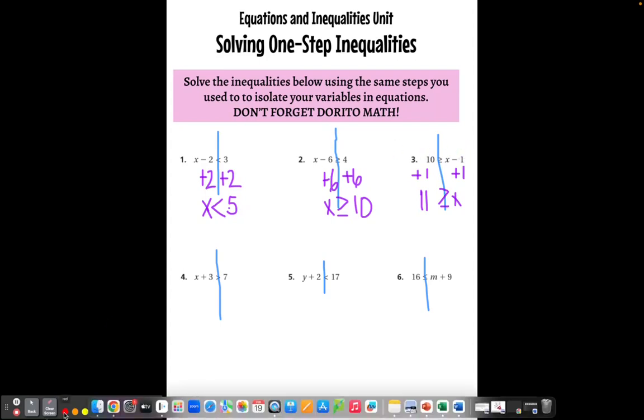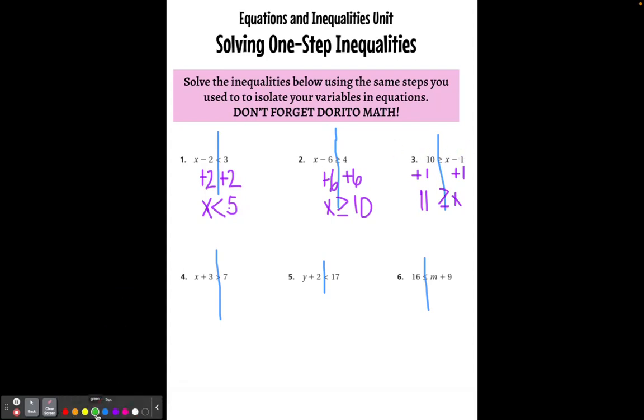I'm going to try a different color just to spice it up. Okay. So what's your variable? X. What are you doing to it? You are adding 3. So I'm going to subtract 3. And whatever I do, I have to do to both sides, correct? So now I'm left with x. Bring down my operation symbol. And 7 minus 3 will get me 4.